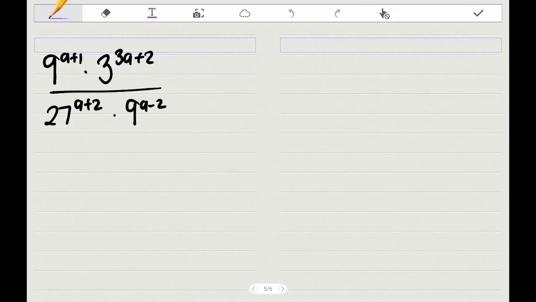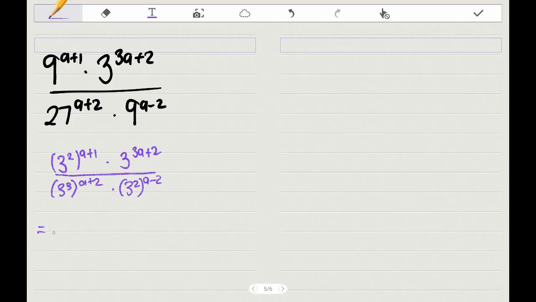Another one. So you see that with enough practice, you can master these concepts quite easily. So the steps are the same. Prime bases. So this here is 3 squared to the power of a plus 1 times 3 to the a plus 2. It is already a prime number over 3 cubed to the power of a plus 2 times 3 squared to the power of a minus 2. Okay, so this here is 3 to the 2a plus 2 times 3 to the a plus 2, all over 3 to the 3a plus 6. Notice how I'm distributing to both of the terms. Don't make that mistake where you don't.